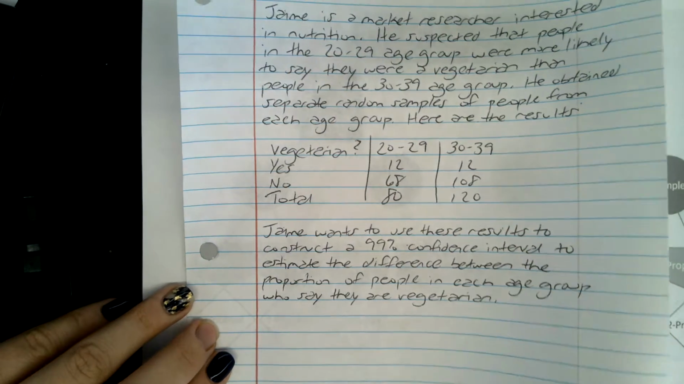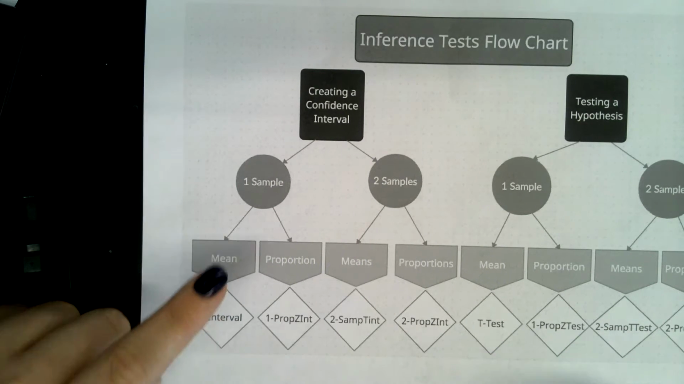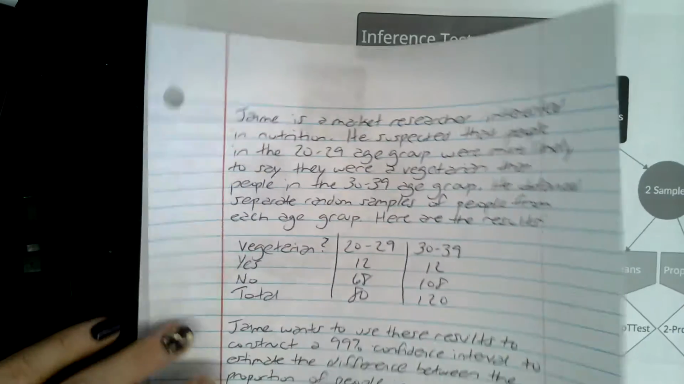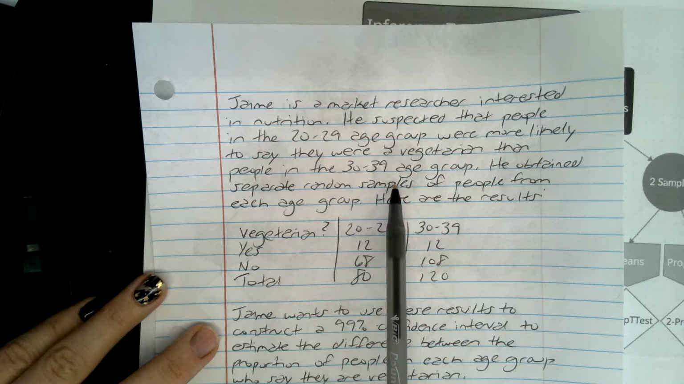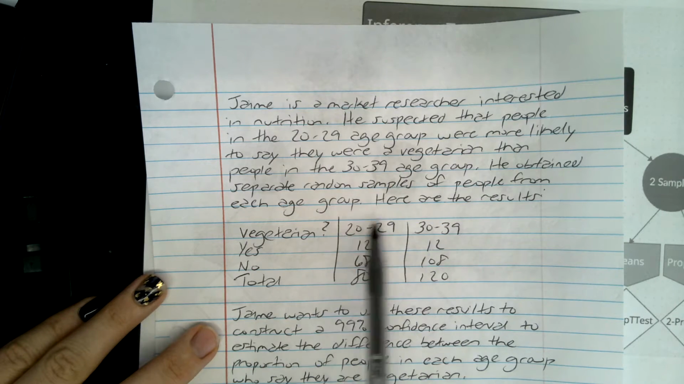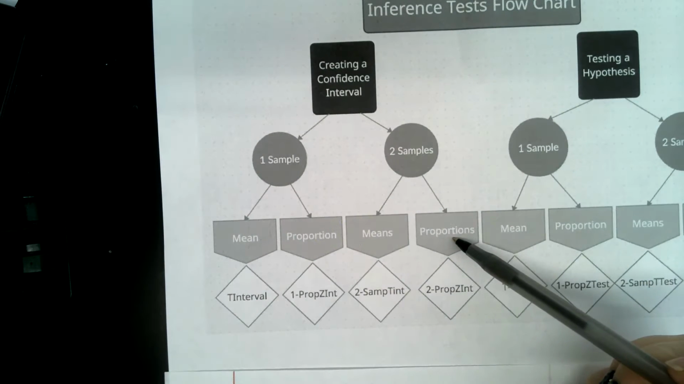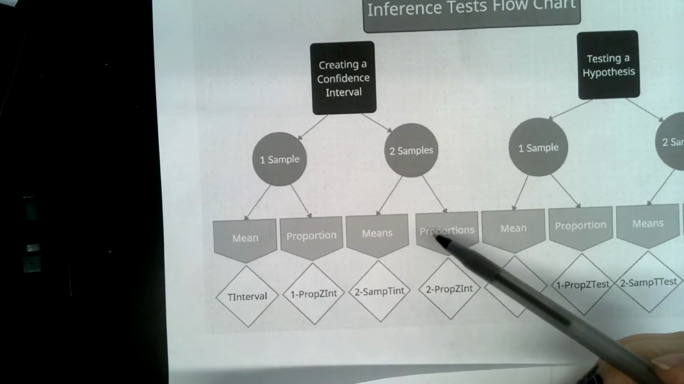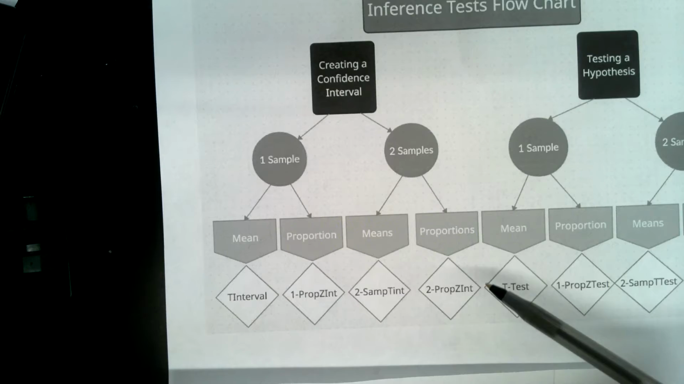So it says confidence interval, so we're going to be in the creating a confidence interval side of our flowchart. Then we need to decide, is it one sample or two samples? There's a couple of things that'll clue us in. One, it says he obtained separate random samples, so we know there's more than one here. And our two random samples come from each of these different age groups. So these two columns in our table, one's 20 to 29, one's 30 to 39, are our two samples. So we are creating a confidence interval for two samples, and we are working with proportions. There will be no means on this test, only proportions. So we can go right to proportions, and it is a two proportion Z interval, a two proportion confidence interval.